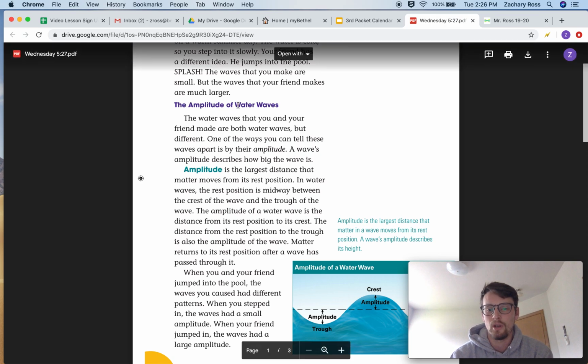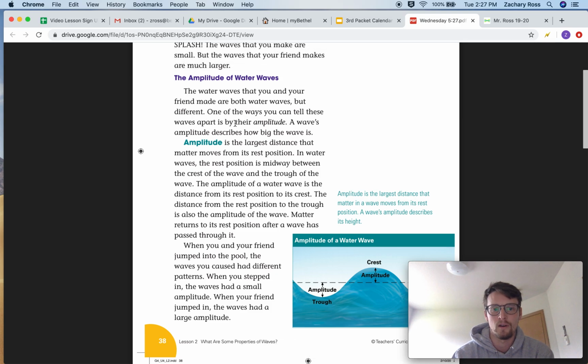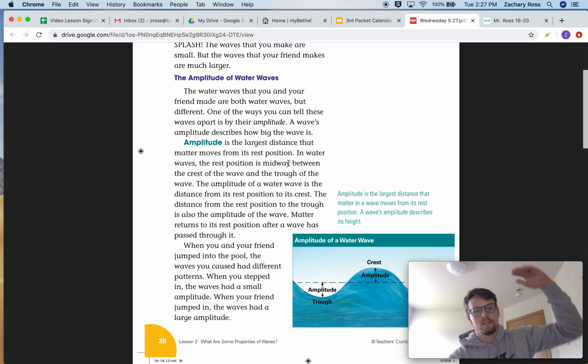The amplitude of water waves. The water waves that you and your friend made are both water waves, but different. One of the ways you can tell these waves apart is by their amplitude. A wave's amplitude describes how big the wave is. Amplitude is the largest distance that matter moves from its rest position. In water waves, the rest position is midway between the crest and the trough of the wave.